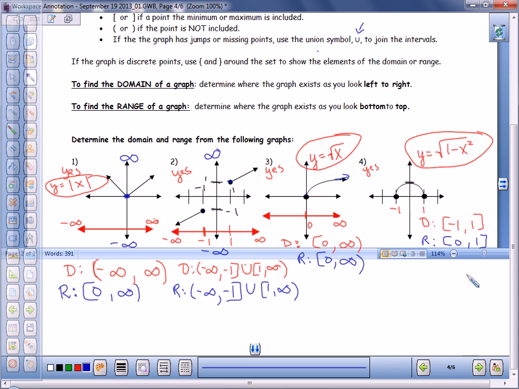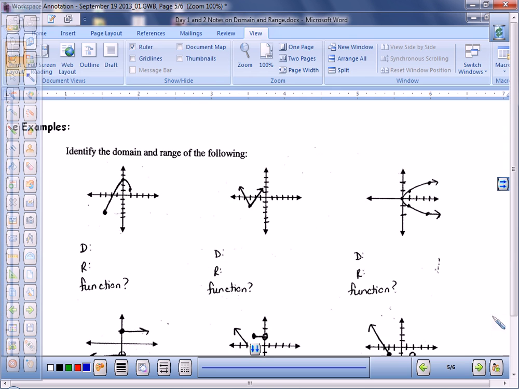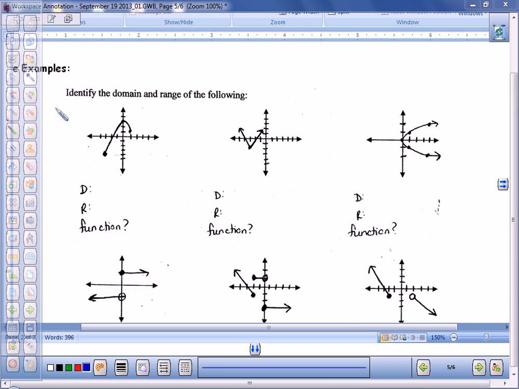Alright, we're going to do this one together. This looks like it's part of a parabola. It looks somewhat like part of a parabola. It may not be, but it looks somewhat like that. Does it pass the vertical line test? Yes, it looks like it's coming back out.